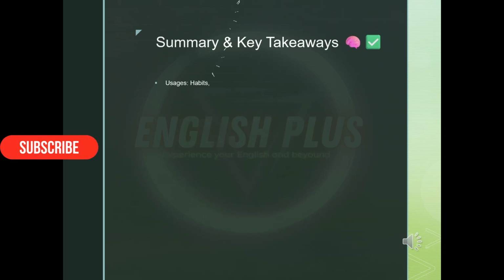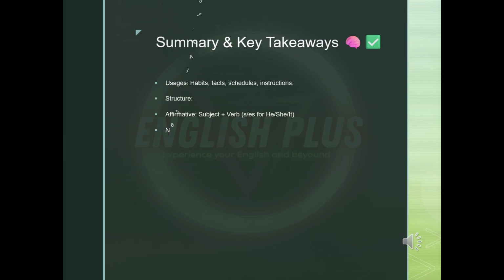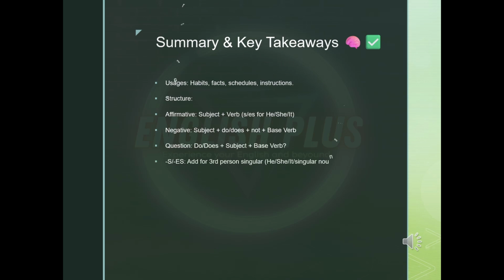Here's everything we've learned in one place. When to use present simple, how to form it, positive, negative, question, the s/es rules. You're now ready to use this tense in your real life. Keep practicing.